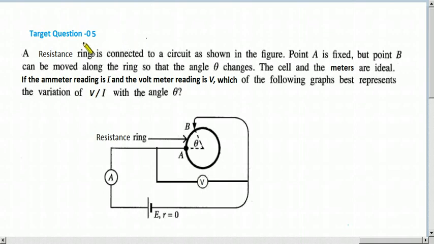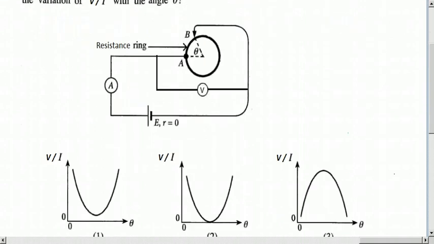Children, let us do the question number 5 of target question. A resistance ring is connected to a circuit as shown in the figure. Point A is fixed, but point B can be moved along the ring so that the angle theta changes. The cell and the meters are ideal. There are two meters, voltmeter and ammeter. If the ammeter reading is I and the voltmeter reading is V, which of the following graphs best represents the variation of V divided by I with the angle theta? So graphs are like this.